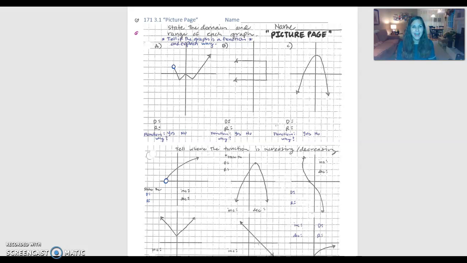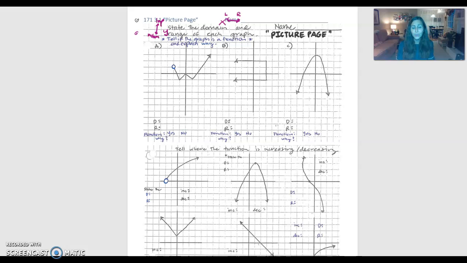So let's just recap right quick. The domain are the x values, okay? And domain goes from left to right because that's the x-axis. So when we're looking for domain, we're going to read the graph from left to right, okay? Range are the y-coordinates. Now we know that the y-axis goes from bottom to top. So when we're looking for the range, we're going to read a graph from the bottom to the top.